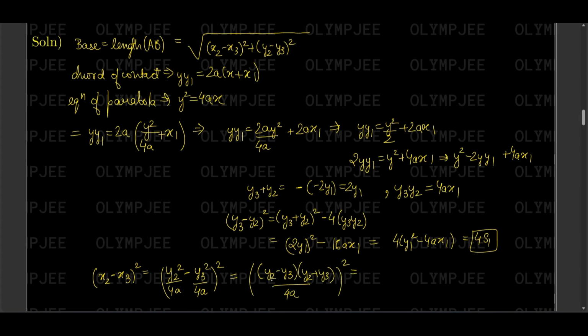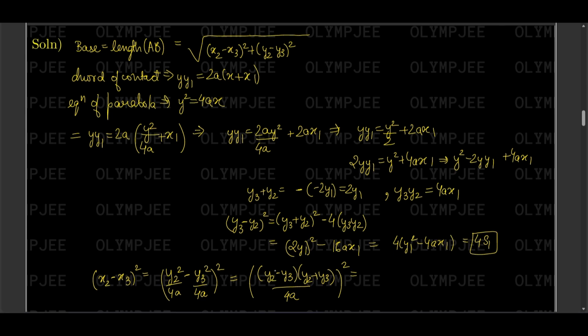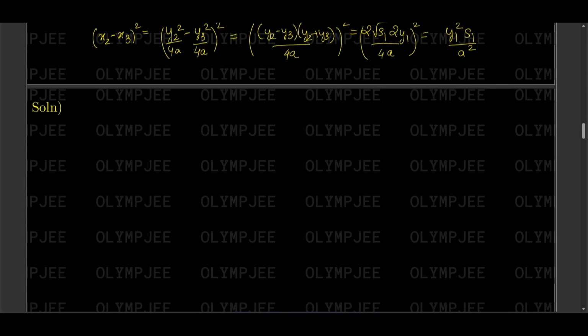which will give us, so y2 minus y3 would be square root of this thing. So y2 minus y3 whole square we know is 4s1. So y2 minus y3 will be root of this, which is 2 root s1, and y2 plus y3 is equal to 2y1 divided by 4a whole square. This will be equal to y1 square multiplied by s1 divided by a square. So we have all the components of the length formula. Now I will be finding out the length.